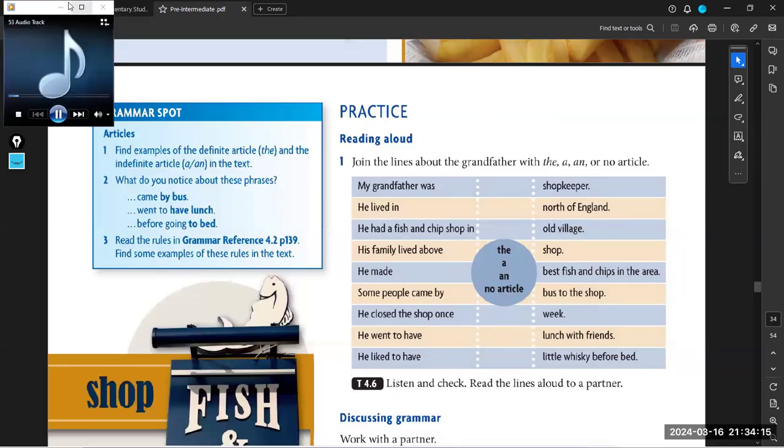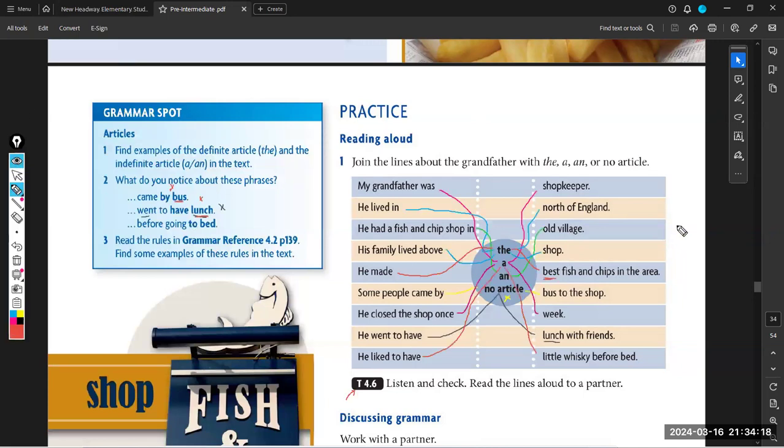Tape script 4.6. Articles. My grandfather was a shopkeeper.